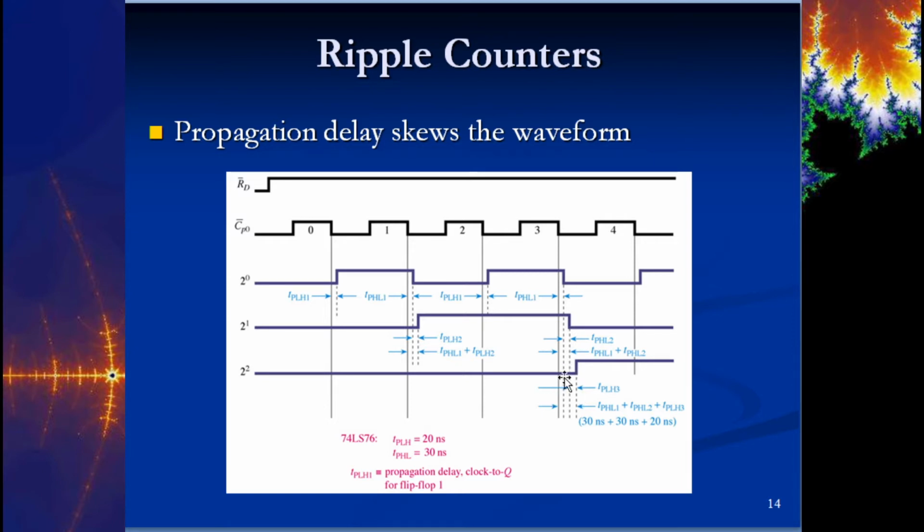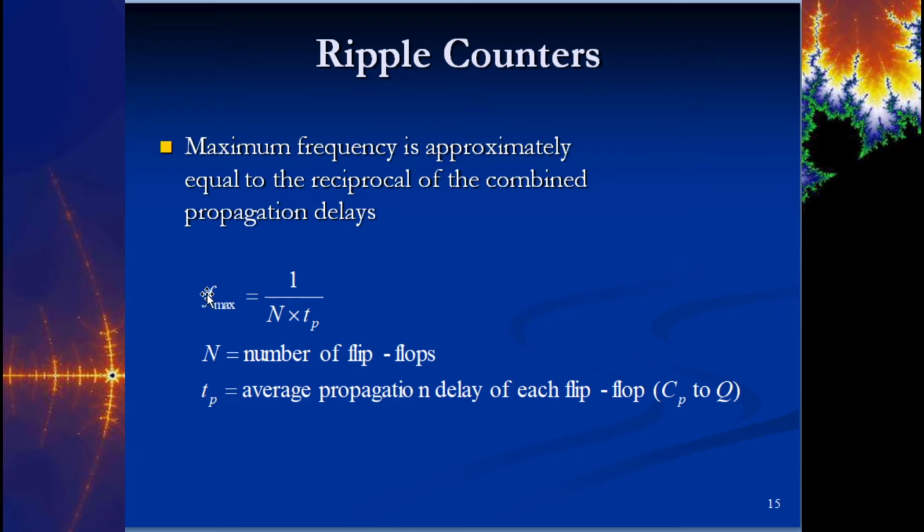So if you start cascading 3, 4, 5, 6, 7, 8, 9 of these flip-flops together, what you're doing is creating a giant propagation delay before that last flip-flop switches. If your original clock pulse is changing too quickly, you can actually miss one of those cycles because of the propagation delay. So we have an equation for that. The maximum frequency that you can put into the very first flip-flop is limited by the number of flip-flops and also the average propagation delay.